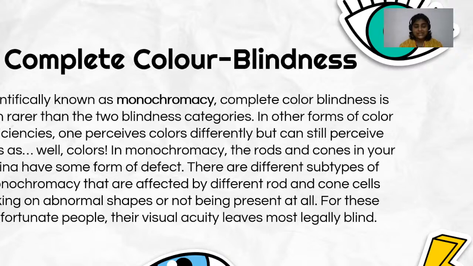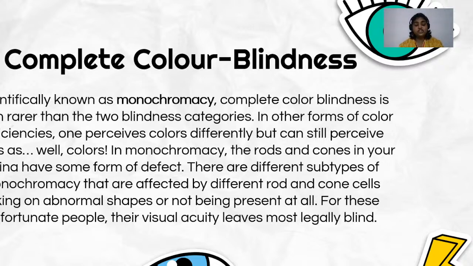But in monochromacy, that is, with respect to only complete color blindness, the rods and cones present in your retina have some form of a defect. There are different subtypes of monochromacy that are affected by different rod and cone cells taking abnormal shapes or not being present at all.